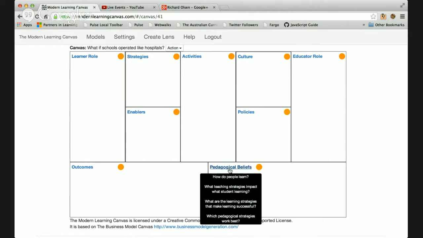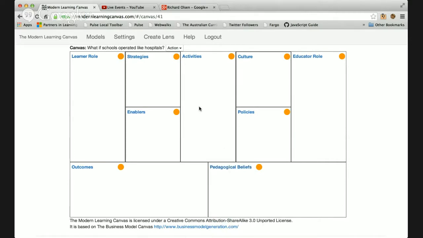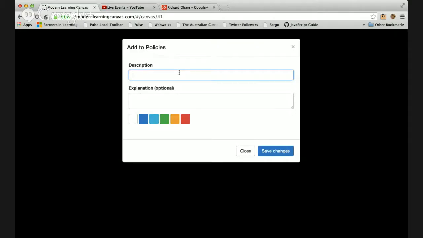So if we were going to talk about schools operating like hospitals, the things that we talked about before, has anybody got some ideas about what we might put in where? Where do you want to start? One of the policies could be that people in the most need go first. People in the most need go first. Or get treated first. I guess learners with the most needs. Yeah?